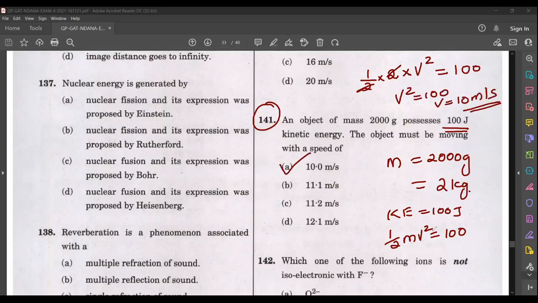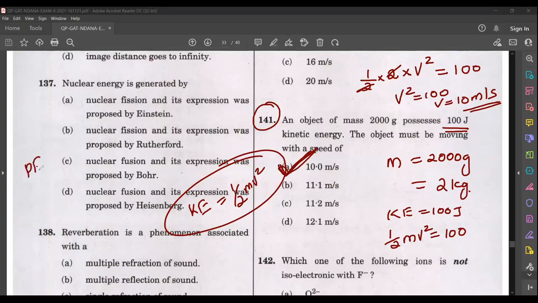Very direct question. For kinetic energy, just apply the direct formula. Kinetic energy is equal to half m v square. Now tell me, what is the equation for potential energy? This question's answer is 10 meter per second. Along with this, can you tell me the equation for potential energy? Potential energy is equal to mgh. Kinetic energy is equal to half m v square. So option A is the correct answer.